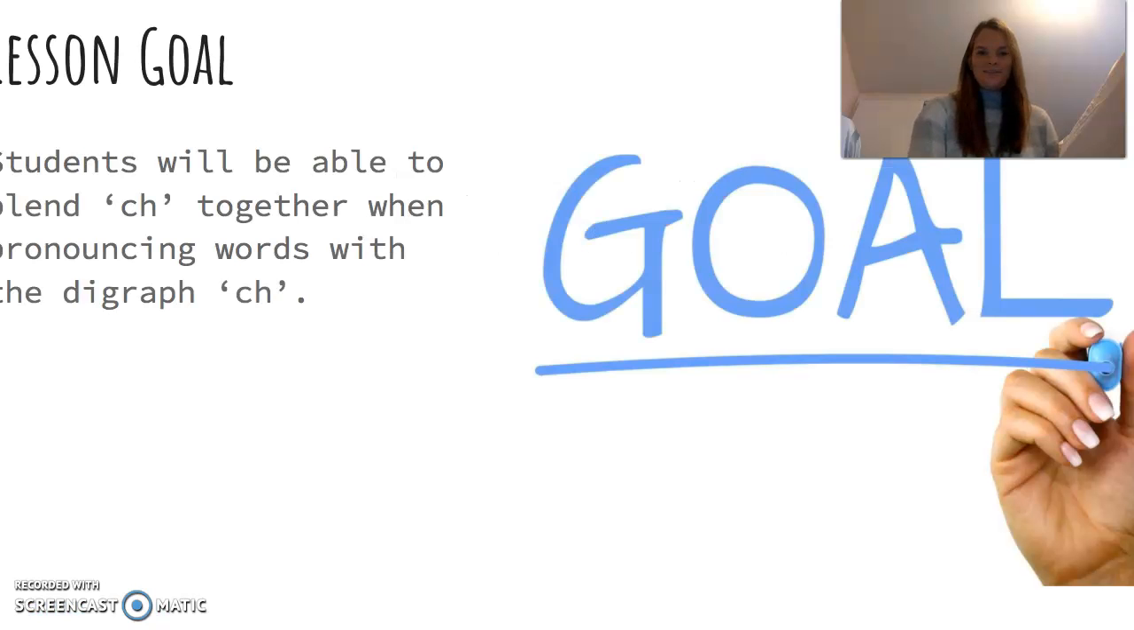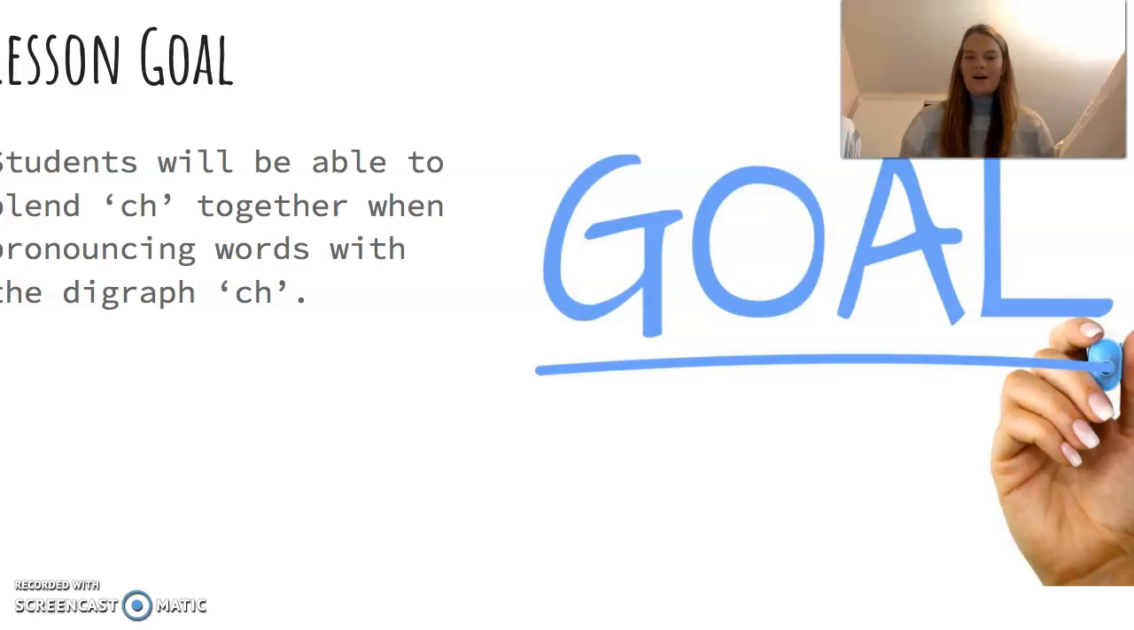So let's get started. Our goal of today's lesson is that you, the student, will be able to blend the two letters CH together when pronouncing words with the digraph CH. So we know what C sounds like when it's all by himself. He sounds like K, like cat. And H sounds like H, like hat. But when we put them together, they make a new sound, and that is ch, ch, like chip. So, can you guys say it with me? Can you say ch, ch?